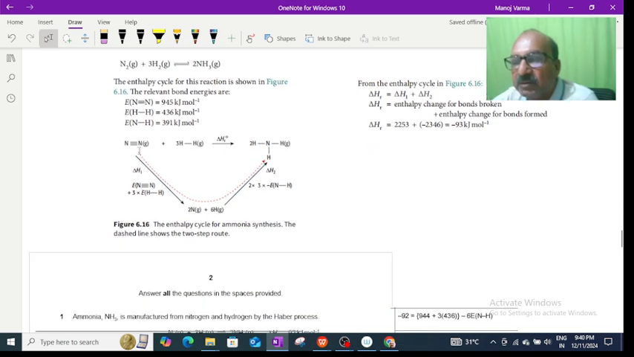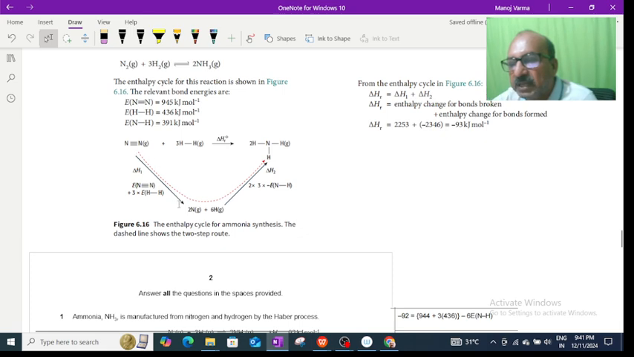So see, you have to understand these are the bond energy values. That means to break the nitrogen-nitrogen triple bond, we require 945 kilojoules per mole of energy. Similarly for the others, it's given. Now look at this enthalpy cycle. See, this direction is the enthalpy of reaction. This direction is the enthalpy of reaction.